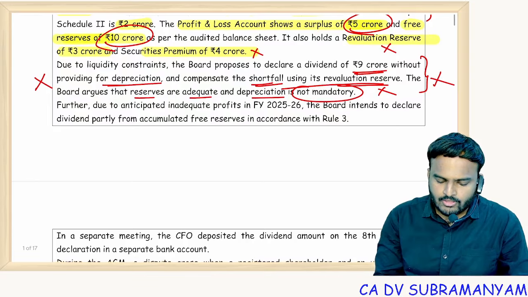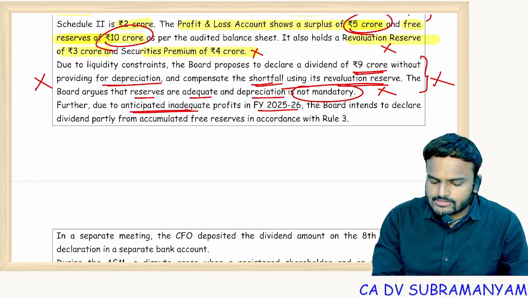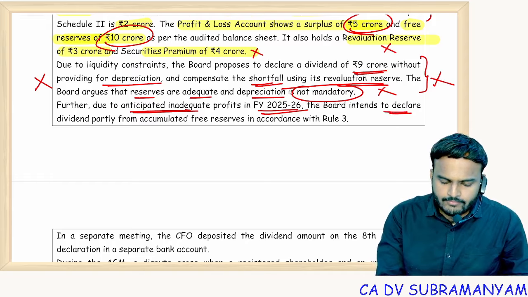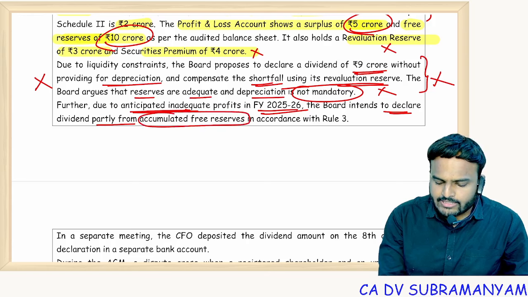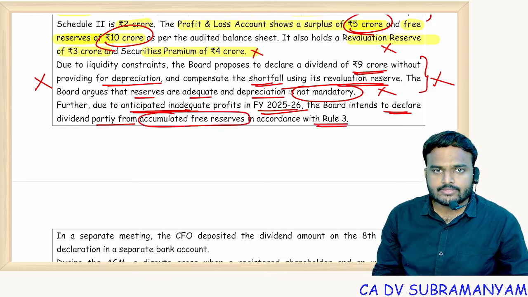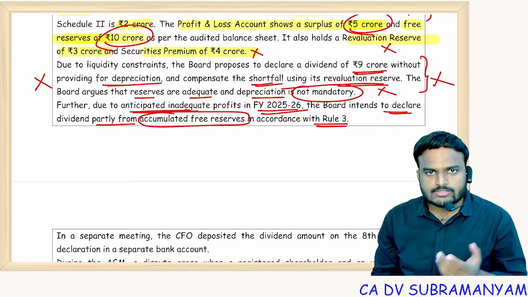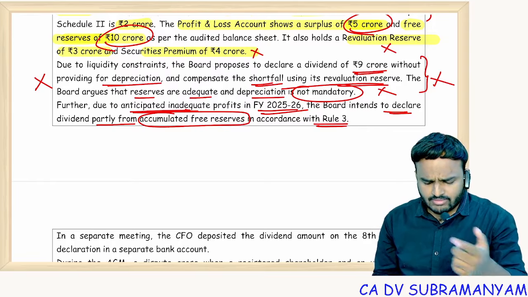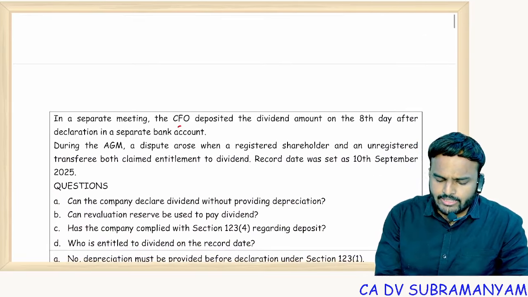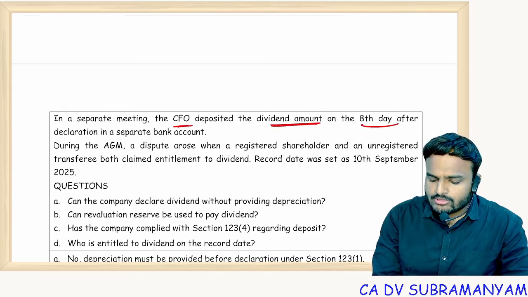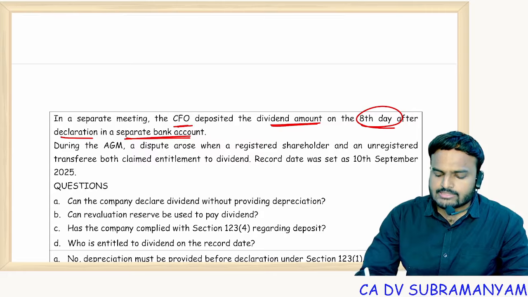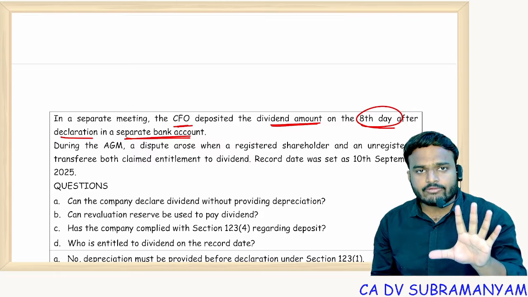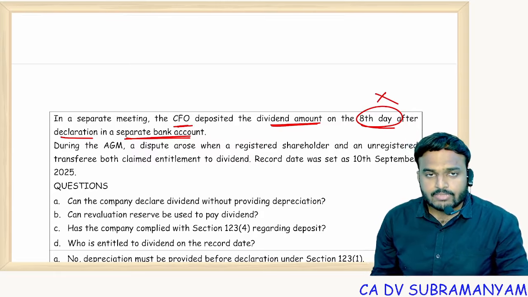Not tenable. Further, due to anticipated inadequate profits in financial year 25-26, the board intends to declare dividend partly from accumulated free reserves in accordance with Rule 3. So in case of inadequate profits, what are the conditions for declaration and payment of dividend? I'll explain it to you, just wait. In a separate meeting, the CFO deposited the dividend amount on the 8th day after declaration in a separate bank account. See, transfer of money to a separate bank account should be done within 5 days. 8th day, it's a punishable offense.